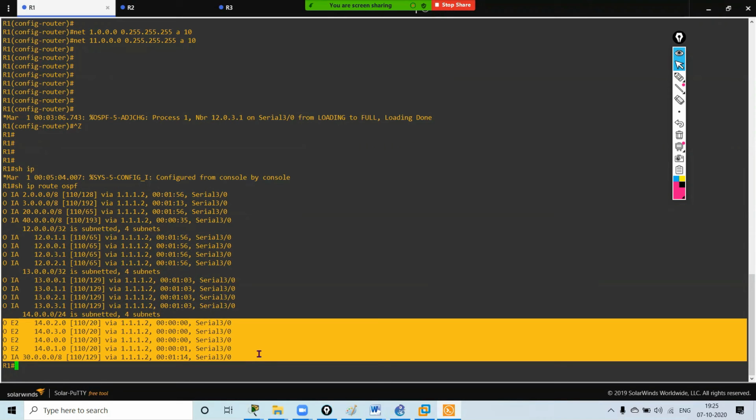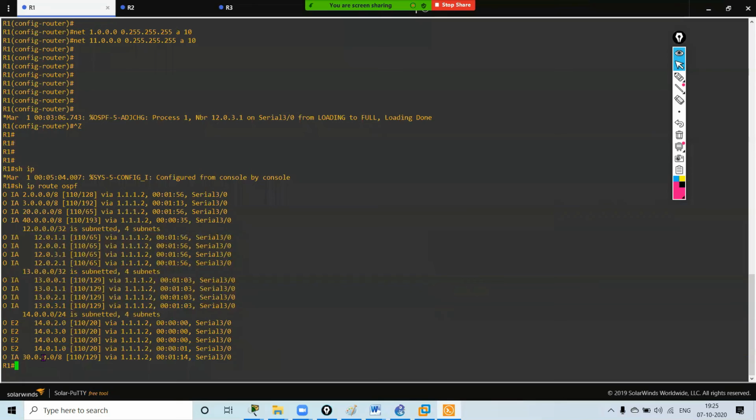I am getting OIA routes. From where am I getting the OIA routes? Other area routes. Okay. From where am I getting the E2 routes? I am getting E2 routes from an external routing protocol, the 14 dot network. Now, what are E1 and E2 routes?